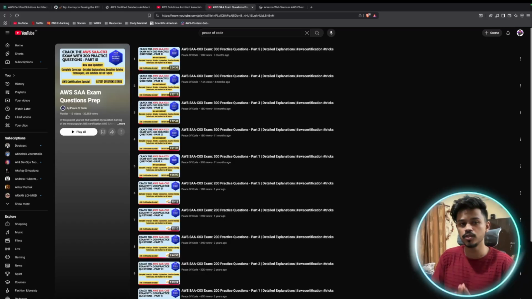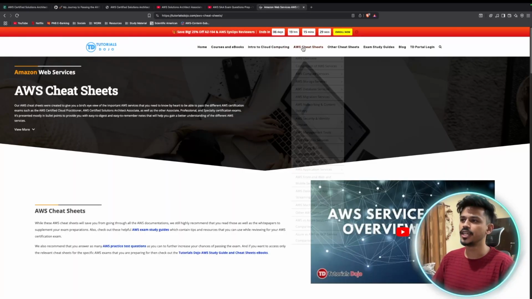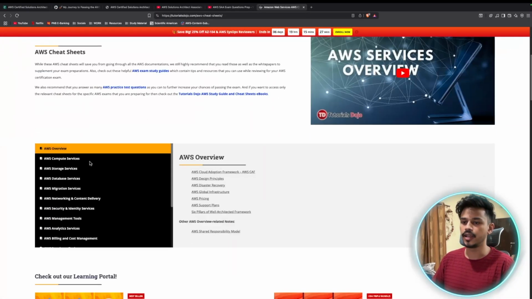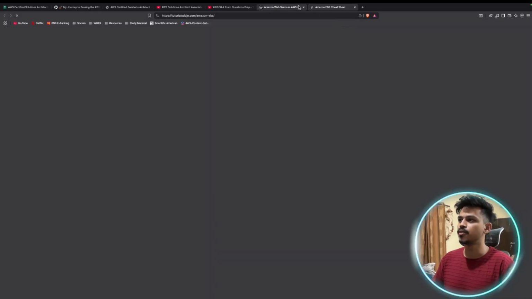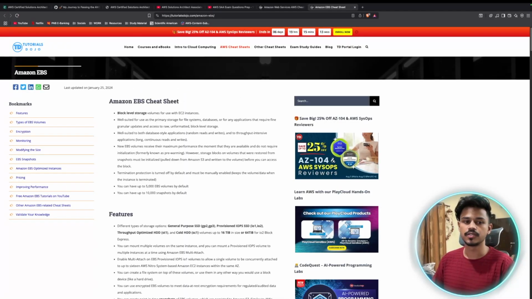And towards the end of this preparation journey, I wanted to differentiate between similar services like S3 versus EFS, ELB versus Network Load Balancer, etc. That's when I discovered Tutorials Dojo. They have an awesome AWS cheat sheet where you can categorize all your services based on function, like compute service, storage service, database service. So depending upon the service type, you can search about it and compare the services. It is very helpful to know the basics of the services.